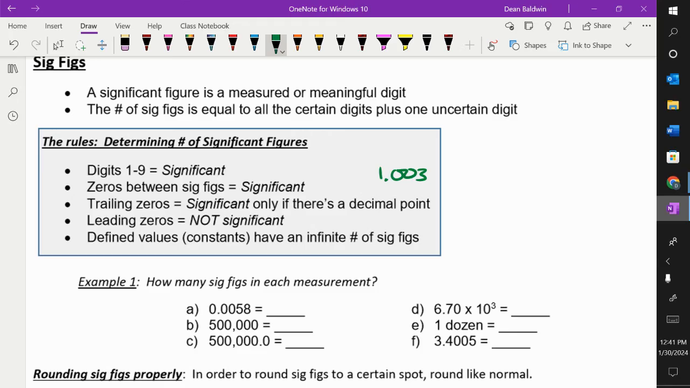Digits other than 0, other digits, are significant. Trailing zeros are only significant if there's a decimal point. So if you look at this number here, how many sig figs are in 500,000.0?